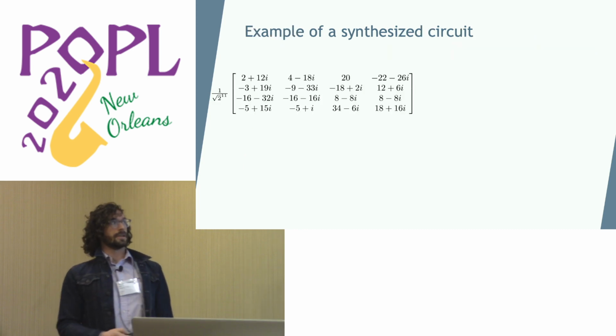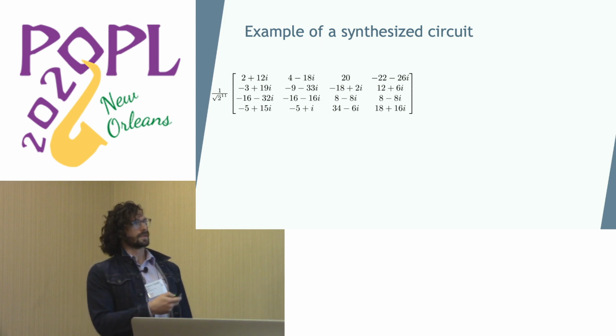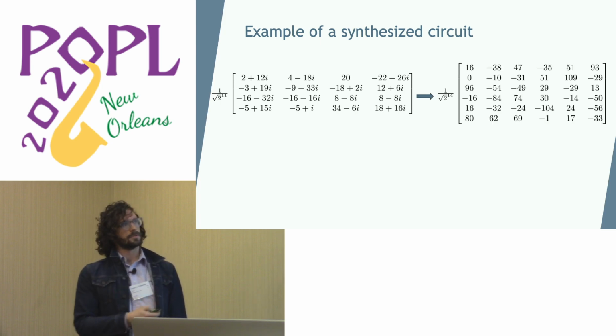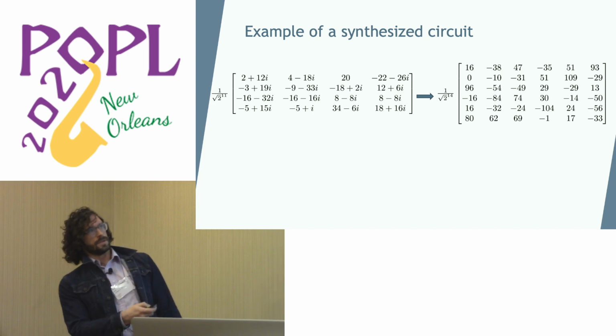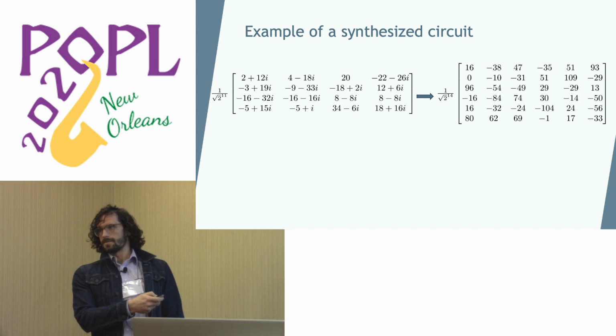And so to give you an example of a synthesized circuit, here's just some random circuit over this gate set. When you do the isomorphism, you get some matrix here. The denominator exponent is 14.